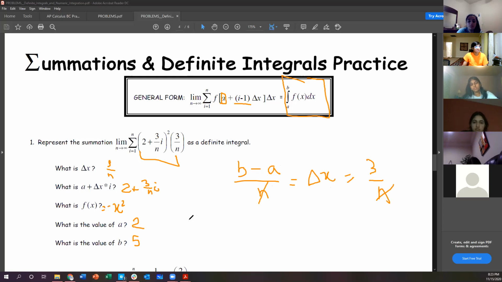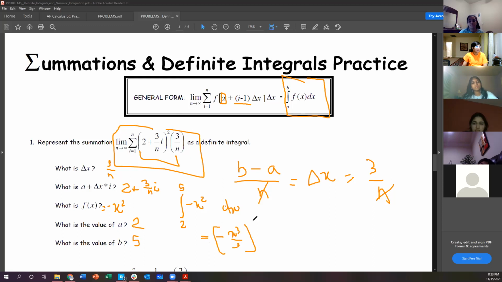Now, using this information, we know what our integral is. It's from 2 to 5 of f of x dx. F of x was negative x squared, and you just put a dx. Now, I don't know how to calculate this. Does this make any sense mathematically? No, I can't do that. So now that I have it in a form where I can use antiderivatives, I know that this will be negative x cubed over 3 evaluated at 5 and 2. You can pull out the negative if you wanted to. Okay, good.